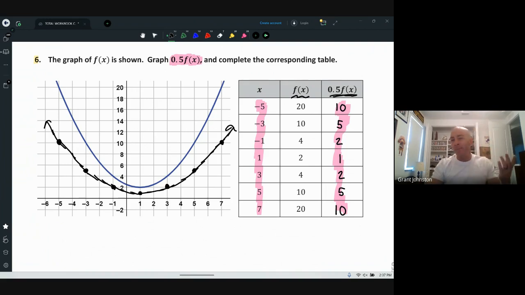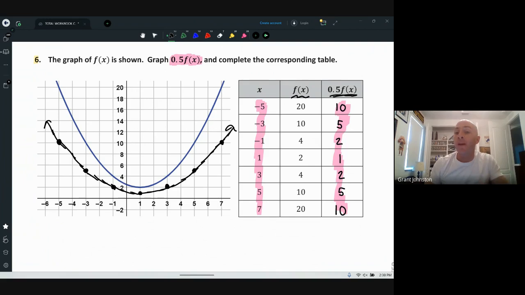But the best way to describe it, or the way I see it, is it looks like it's been flattened, right? You had your normal U-shaped curve, and now it's been flattened. We call this a vertical compression. You're compressing it down, right? Compression. So vertically, because vertical is up and down, we're compressing it. So we call this a vertical compression.